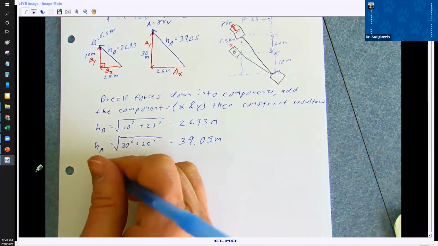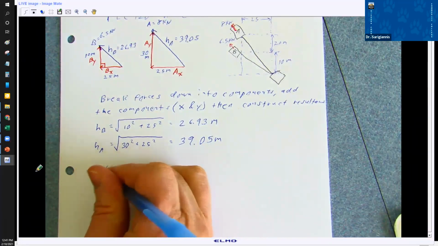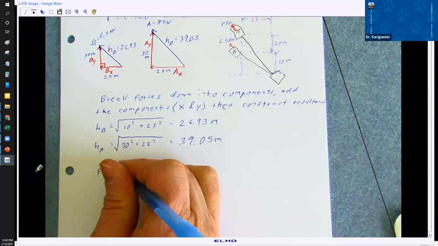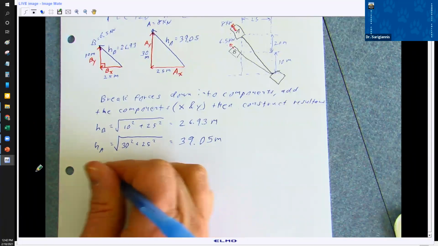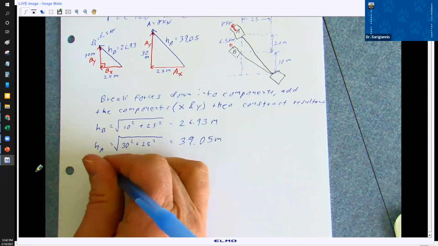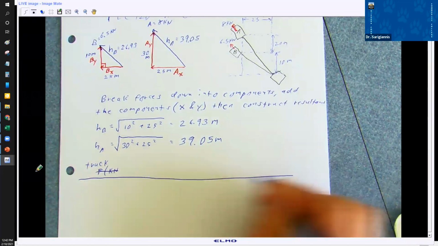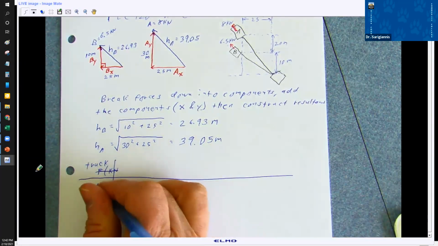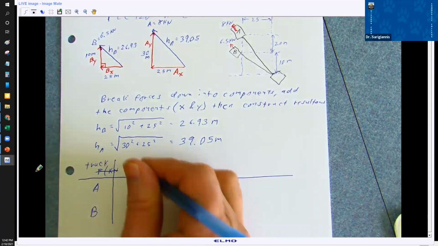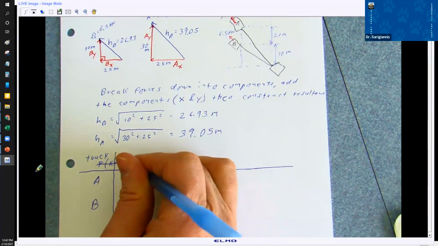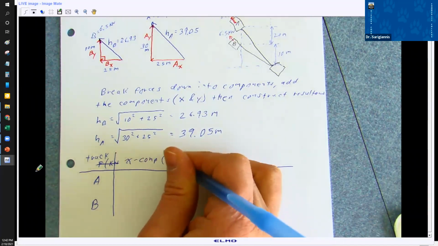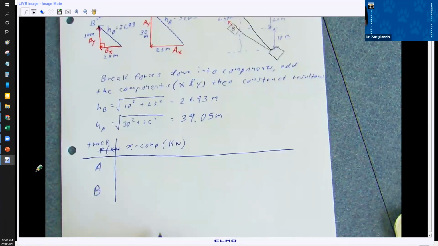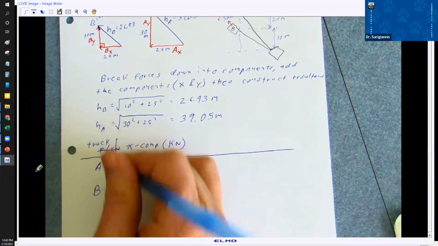Let's make a table here. My first column is going to be the force in kilonewtons. Oh, you know what? I'll just do it A and B. Let's do truck. Truck A and truck B. And then we're going to have the X component. And that's going to be in kilonewtons. These are technically forces as well.